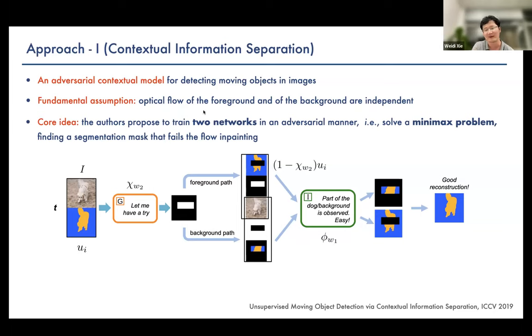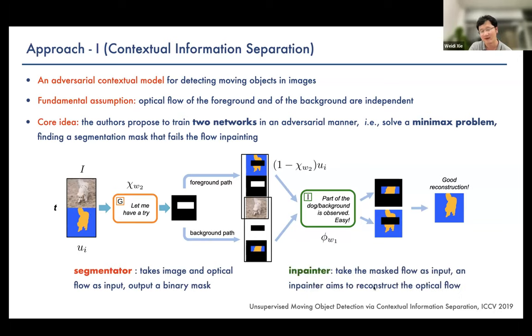So the fundamental assumption is that in the optical flow space, the foreground and the background are independent. That means, say on the left you have a segmenter. If the segmenter takes the RGB image and the flow as input, it gives you a binary mask. If this binary mask perfectly segments the objects, then the second network, the inpainter, can't inpaint the flow back, because the background and the foreground are mutually independent. If you mask one out perfectly, the other can't give you any information to be inpainted back, and vice versa. So that's the idea. That's why I say it's trying to solve a minimax problem.